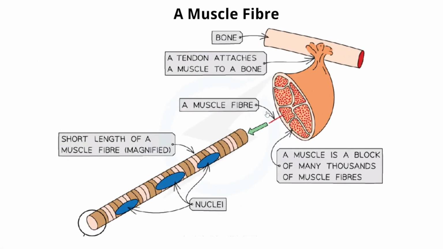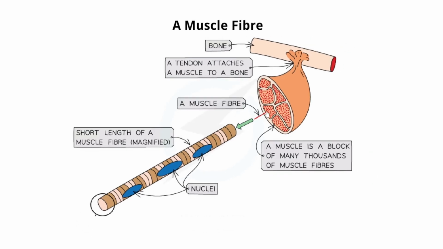Now we're going to get into the structure of a muscle fiber. I didn't tell you, but I'm going to tell you now: what's the difference between a striated muscle and a normal muscle? The difference is that a striated muscle is a muscle that is attached to a bone. It has to have a bone attached to it, right? So if it doesn't have a bone, then it's not called a striated muscle.